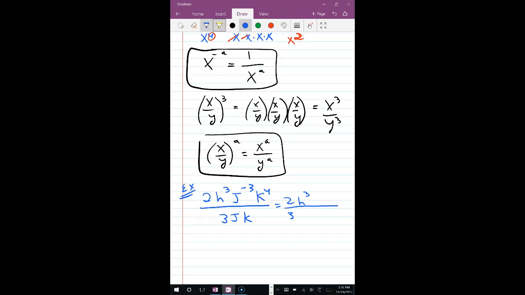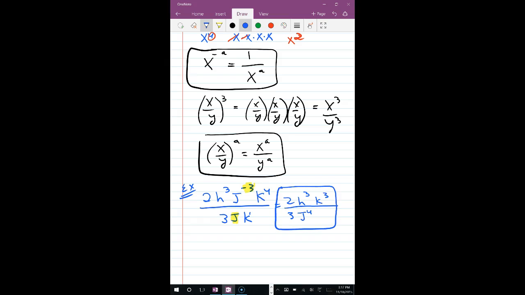Now, we're going to work with dividing a j by a j. We have j to the negative 3 divided by j to the 1. When we subtract exponents, that's j to the negative 4. If you have a negative 4 exponent in the numerator, that basically means you have a positive 4th power in the denominator. And now when we do k to the 4th divided by k, subtracting the exponents, we get k to the 3rd. So this would be our final answer.